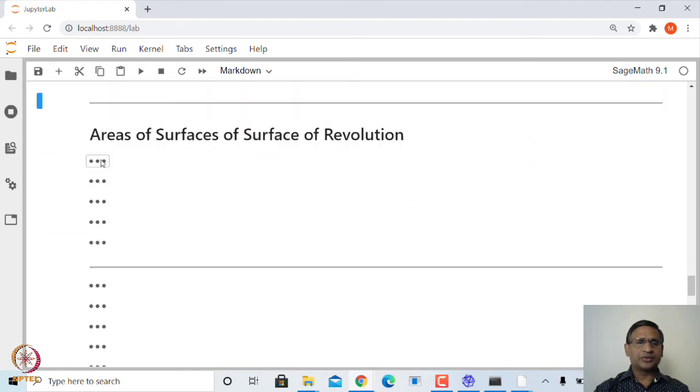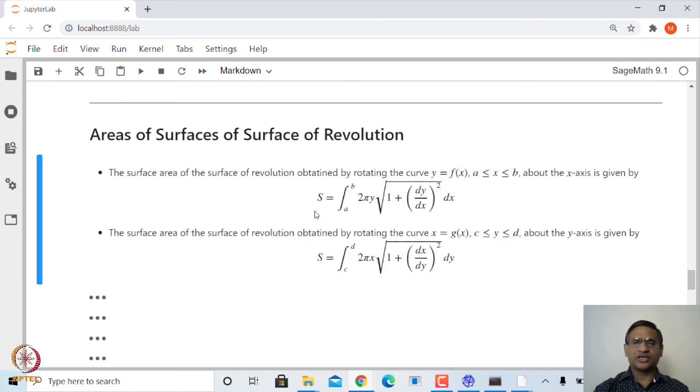Okay. Similarly, if you want to find the surface area of a surface of revolution, we have already seen how to plot the surface of revolution of any curve. The surface area of the surface of revolution of a curve y equal to f(x) between x equal to a and b about the x axis is given by this formula. This is the integral from a to b of 2 pi y into this area element ds, which is square root of 1 plus (dy/dx) the whole square.